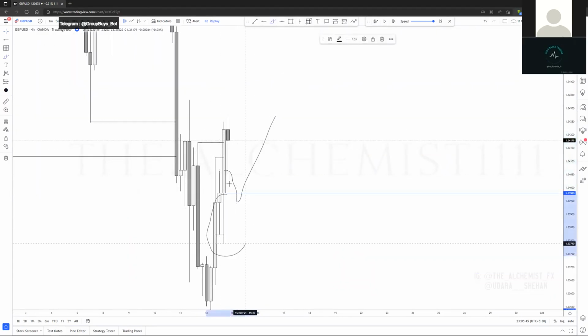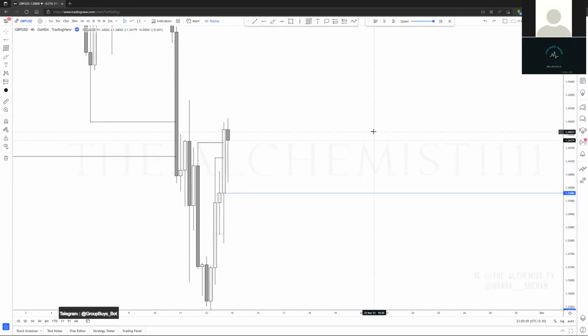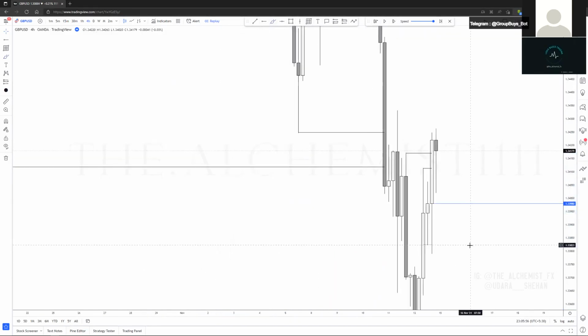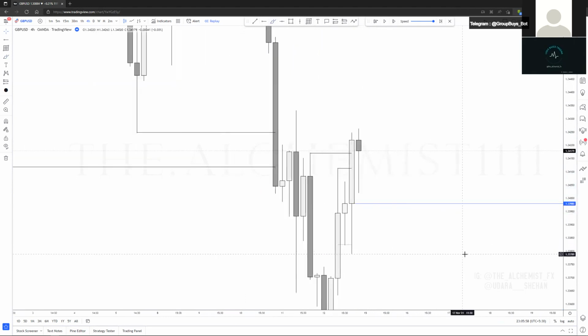Okay, then I wouldn't even pay attention to this anymore. So you consider it's mitigated? Yeah, a one-time thing. If it is mitigated, I wouldn't even look at this. But now in here, see, it is not tapped yet. Can you see that? The base of the wick has not been tapped yet.